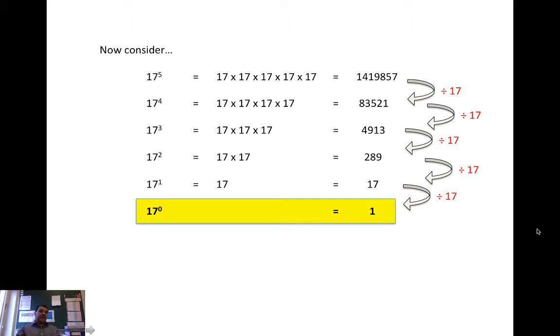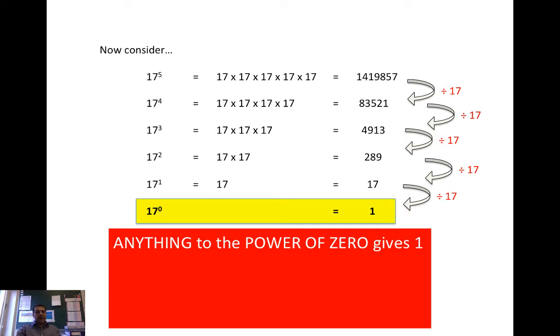So you could do that for any number, whether it's 10 or 17 or something else. So anything to the power of 0 gives 1 is the rule that we get for this. So x to the power of 0 equals 1 for any value of x, except for 0, because 0 to the power of 0 gives a bit of a problem, and we call that one undefined. So other than when x is 0, x to the power of 0 for any value of x is equal to 1.